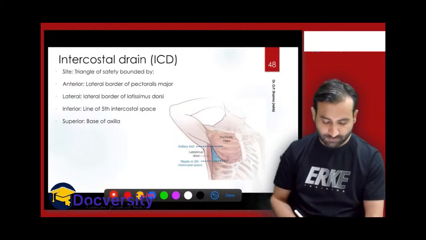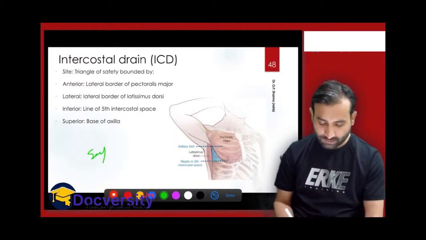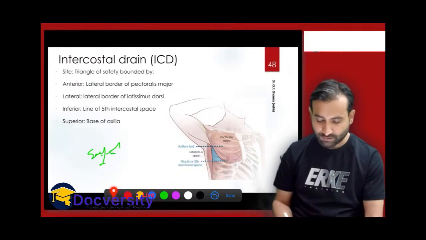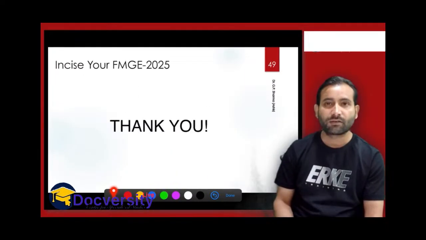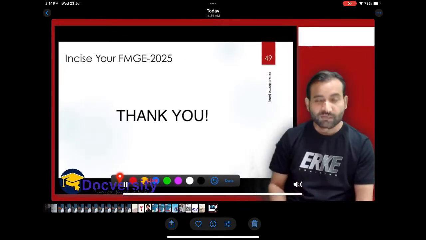And intercostal drain, sometimes we put in the triangle of safety. In the triangle of safety, you should remember what are the boundaries of the triangle of safety. This is our pectoralis major muscle. This side we have latissimus dorsi, and then here we have the serratus anterior muscle, right? So this is the triangle of safety. So we insert the needle from the triangle of safety. This is for the intercostal drain. So remember, this is a question in the exam.